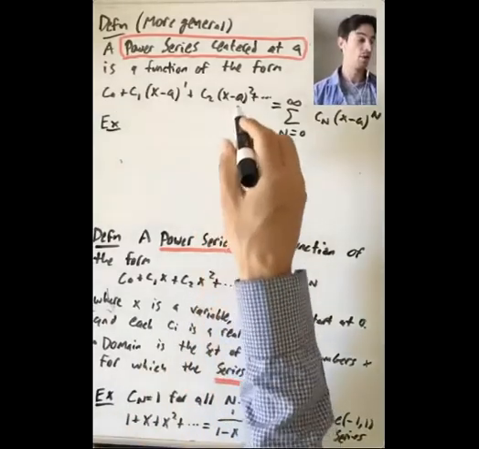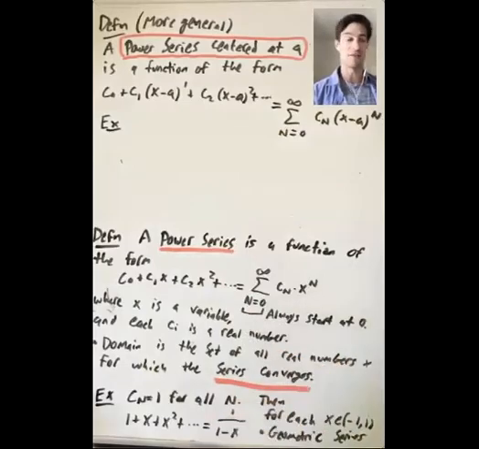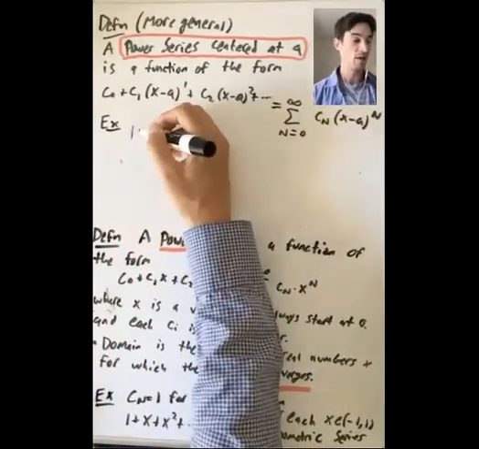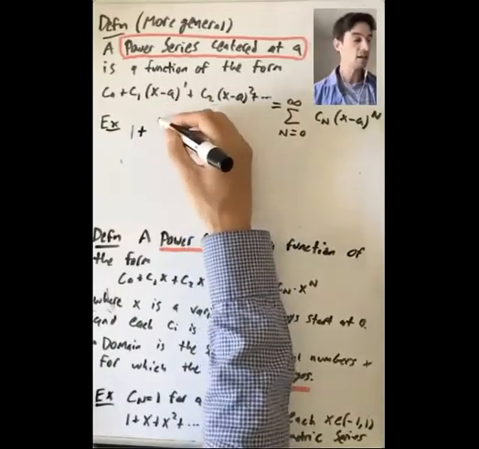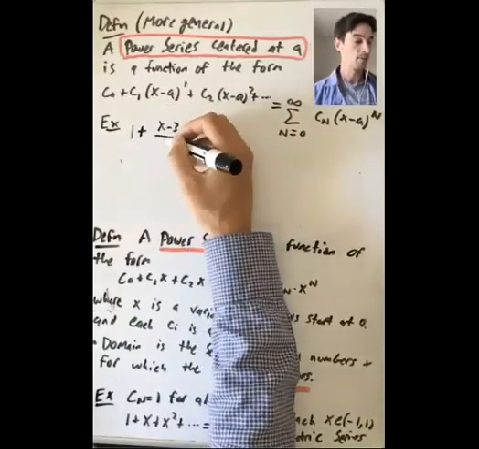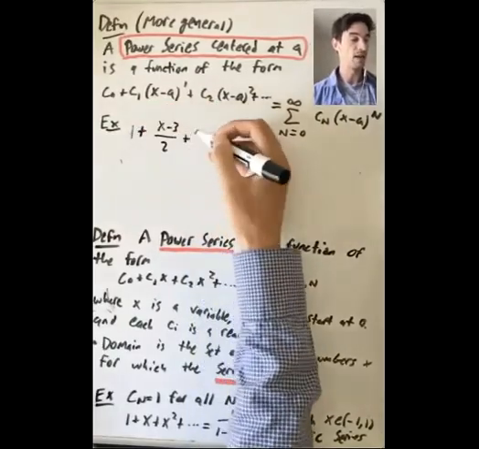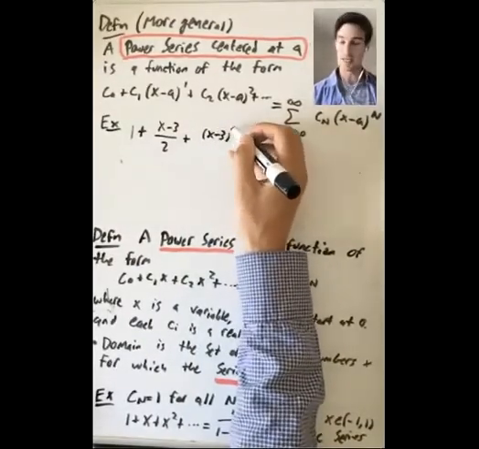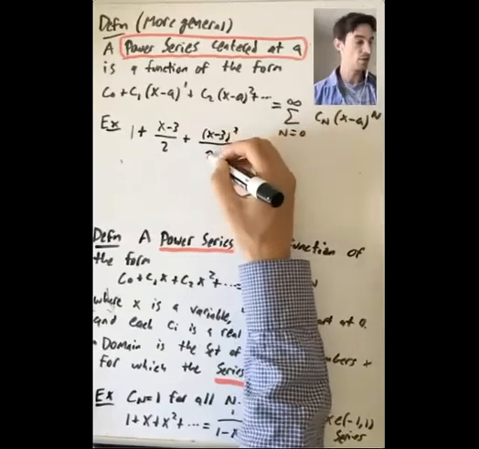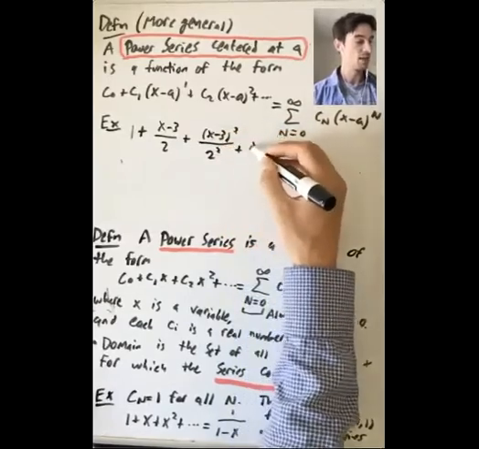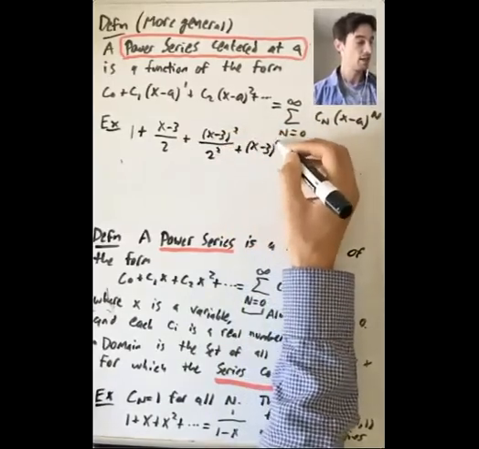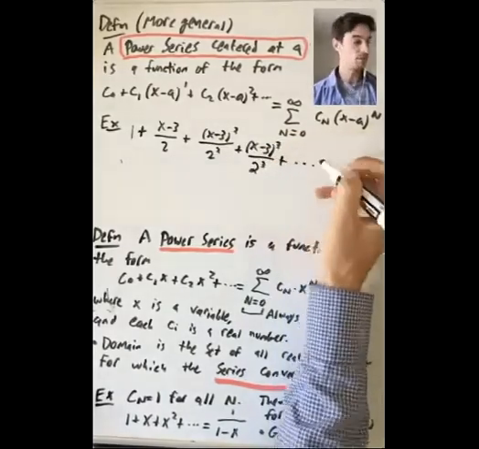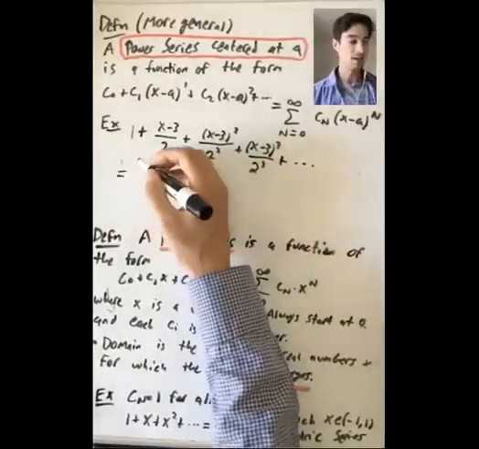If you put in a equals 0, you exactly get the definition from before. So just to give a concrete example, a power series centered at a looks something like 1 plus (x minus 3) over 2 plus (x minus 3) squared over 2 squared plus (x minus 3) cubed over 2 cubed plus and so on. How are we thinking about this?